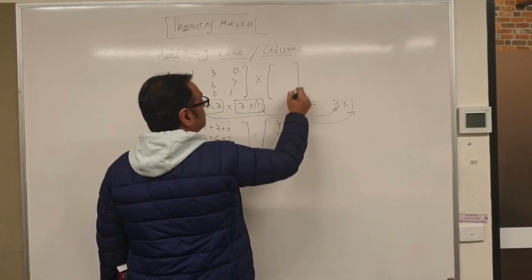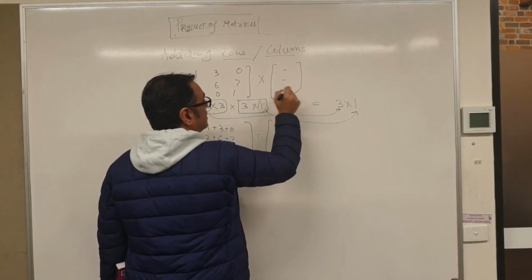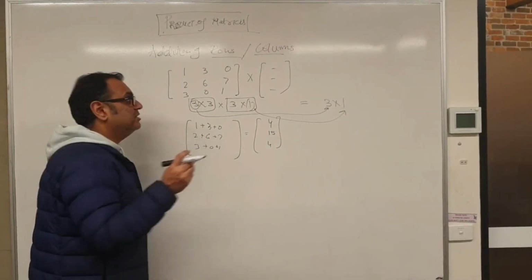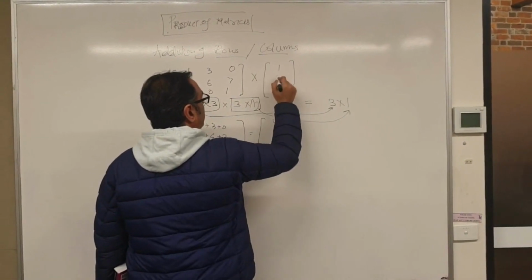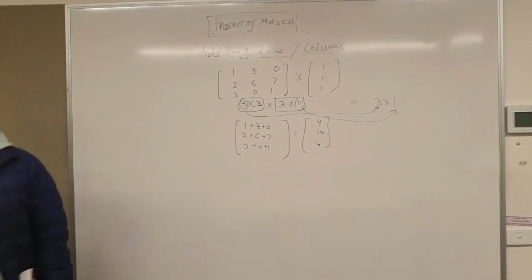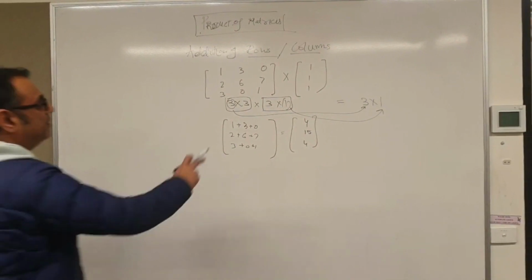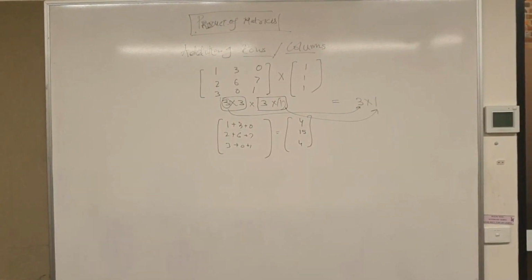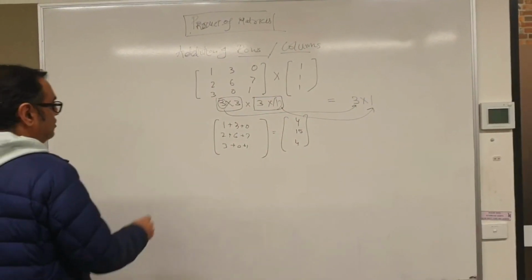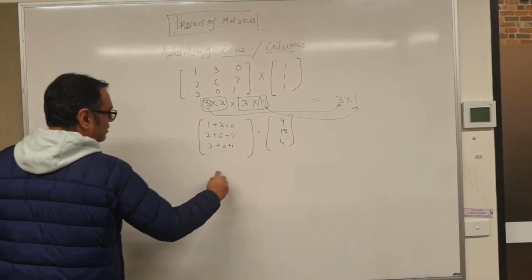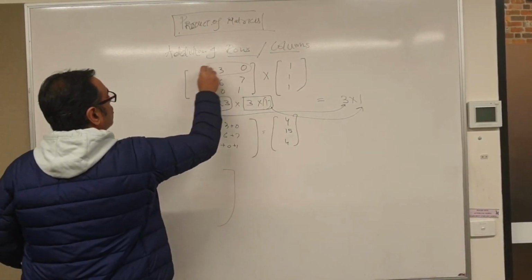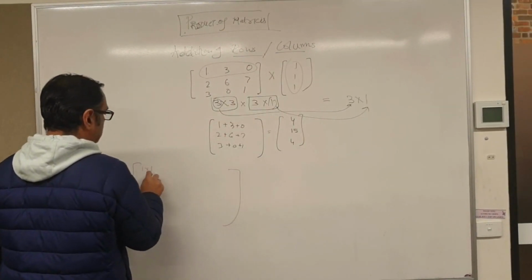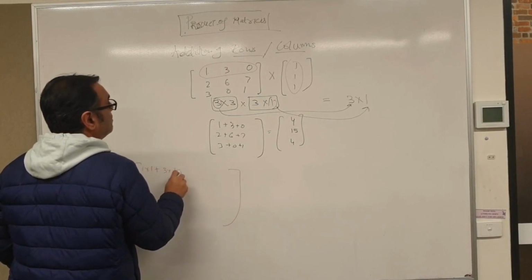A 3 cross 1 matrix means 3 rows and 1 column. But what would be the elements of that matrix? It will be just 1, 1, 1. Now if you remember matrix multiplication, if I were to multiply these two, I pick up the first row and the first column: 1 times 1 plus 3 times 1 plus 0 times 1.